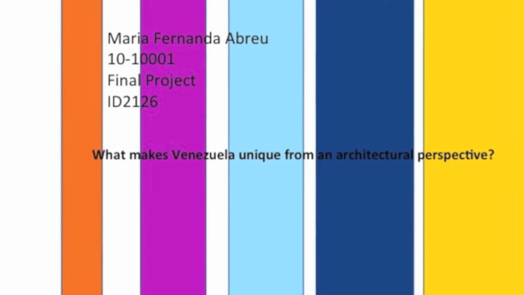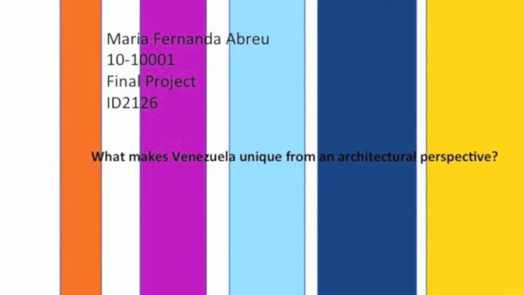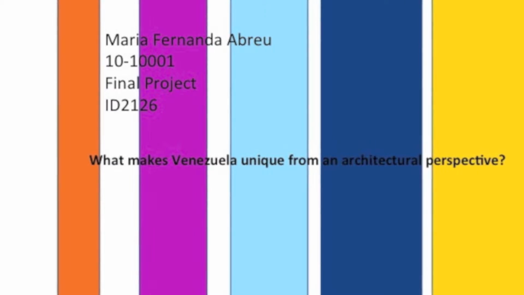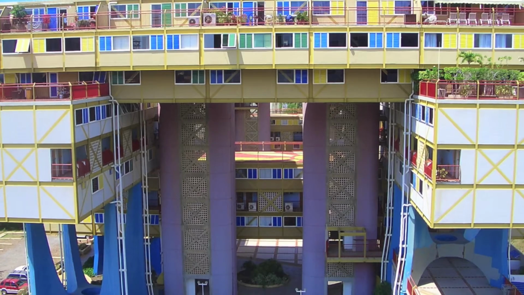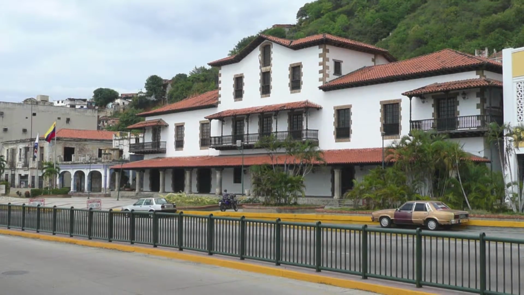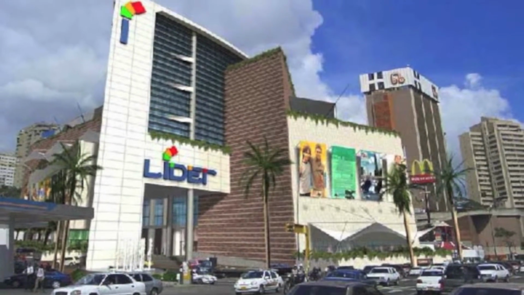Hi, I'm Maria Fernanda Abreu and this is my final project of the course ID 2126. In this project, we're going to cover all the topics that we study in the course: color, light and acoustics, texture, rhythm and circulation, space and scale.